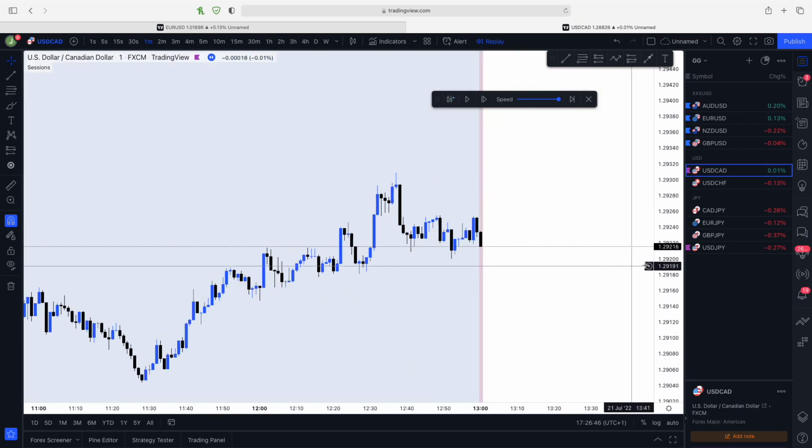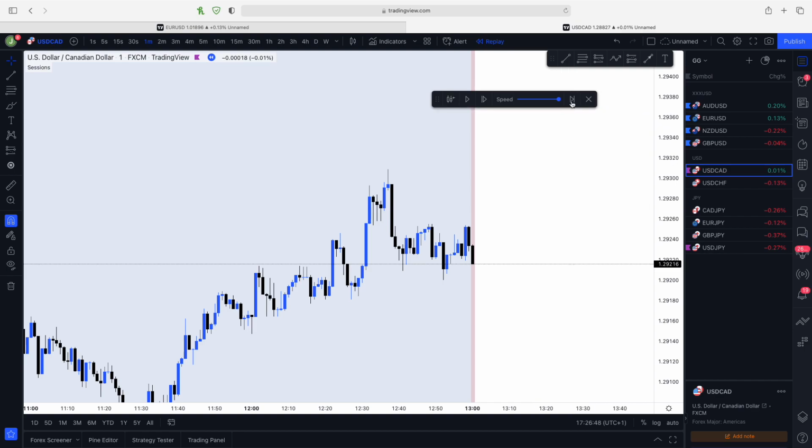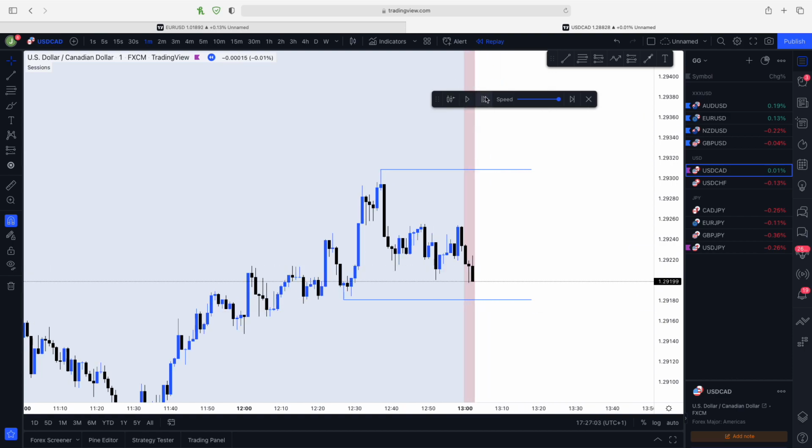Okie dokie, so again, what do we need to do? Situation 1 or situation 2. So let's just quickly mark out our previous structure. So our current range is here for our major. So what do we need to do? We need to wait for a high or a low to form within the session, yeah? So let's continue to play.